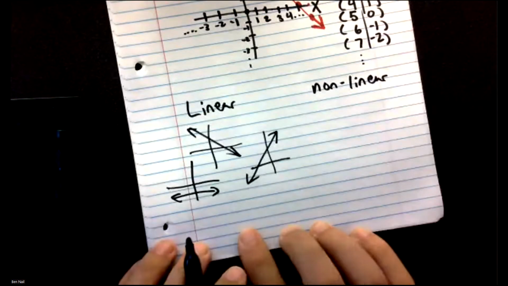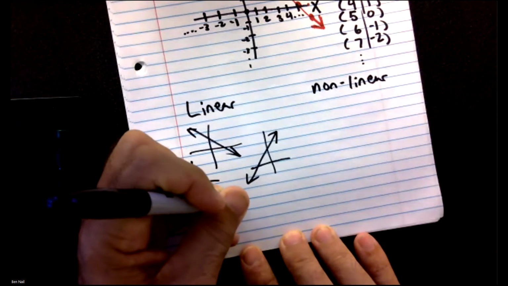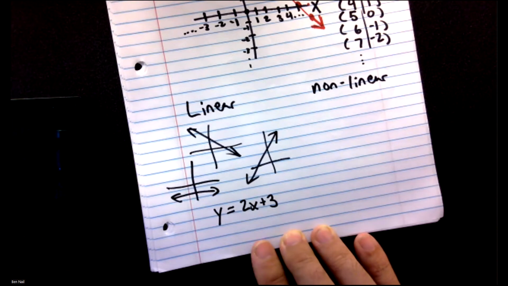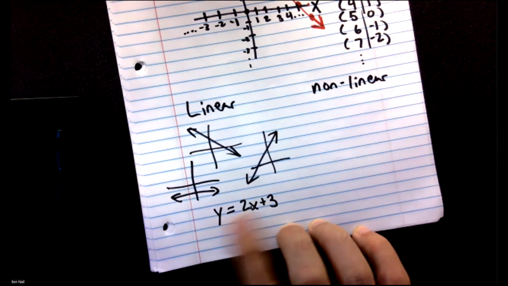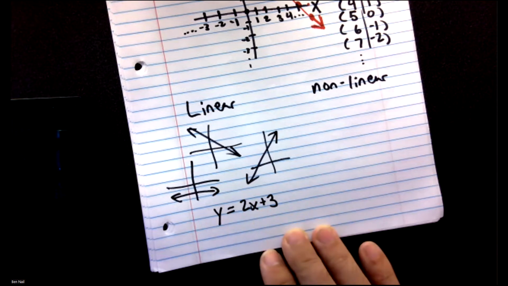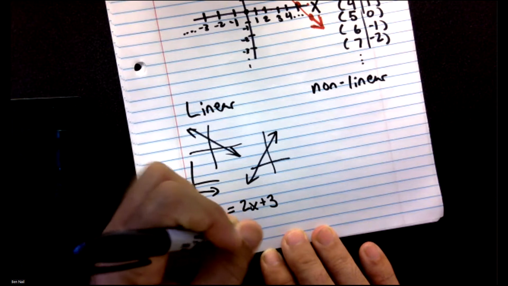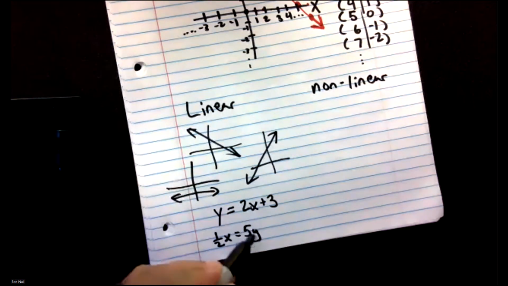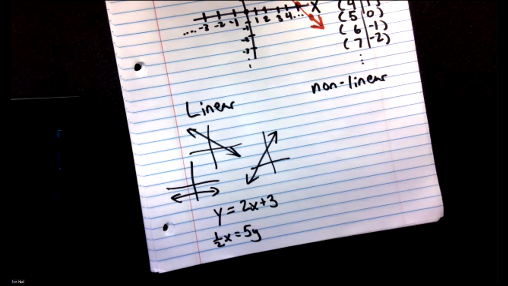As an equation, what that will look like is you'll just have y and x, or just y or just x, but there's no exponents, there's no square roots, there's nothing funky. You can have fractions, but your x is just an x and your y is just a y. These all relate to or represent linear functions.